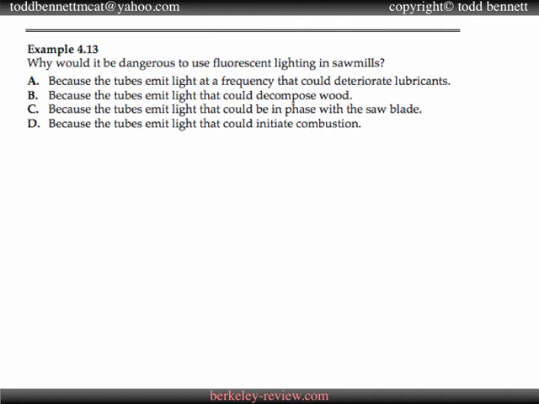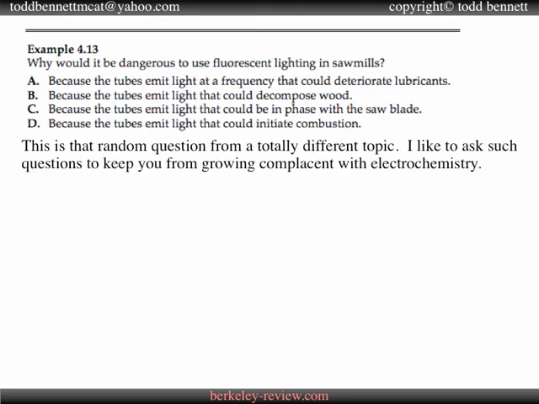4.13, why would it be dangerous to use fluorescent lighting in sawmills? What the heck does this have to do with anything? So again, trying to throw things that are vaguely related. So here's my reasoning. Electrochemical cells generate electric flow. Electric flow is current. Current can be used to power devices. This is a device. It's a loose connection, but here's a physics question that has absolutely nothing to do with anything in this chapter, buried in the middle of your GChem. Again, kind of preventing tunnel vision and making you think beyond just the scope of what the chapter is on.